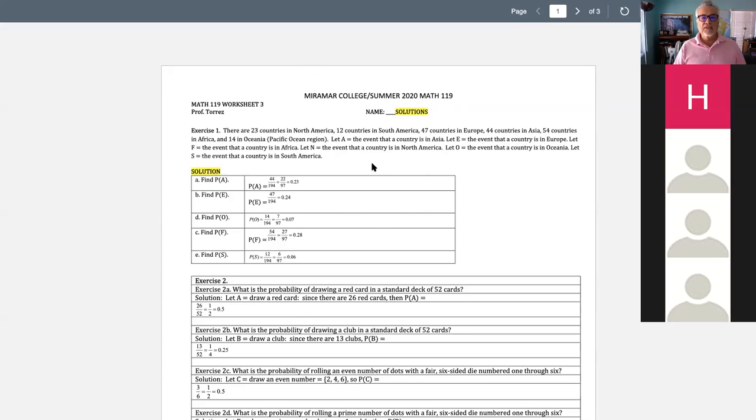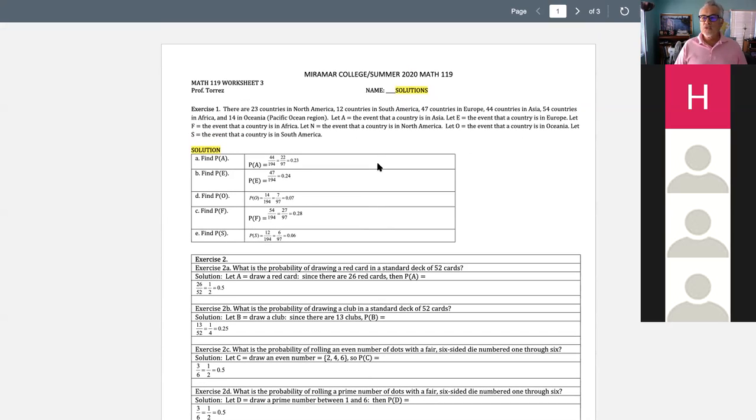All right, let's get started with this one. These worksheets are examples of problems that are similar to the problems you're working in WebAssign. And they all come out of your textbook.